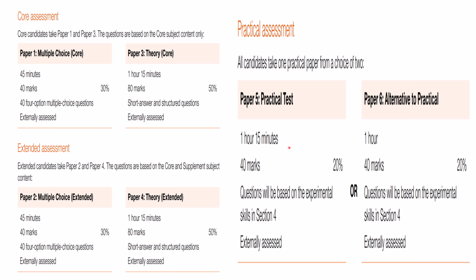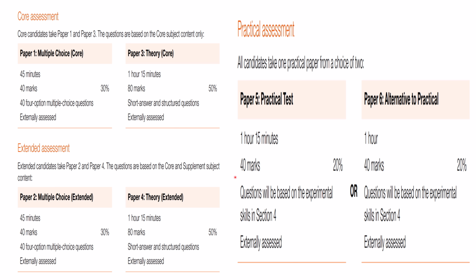Now practical assessment. Practical assessment is for all candidates. Now this part is very important. All candidates must take one practical paper chosen by the school. There are two options, paper 5 and paper 6. Paper 5 is practical test, paper 6 is alternative to practical.